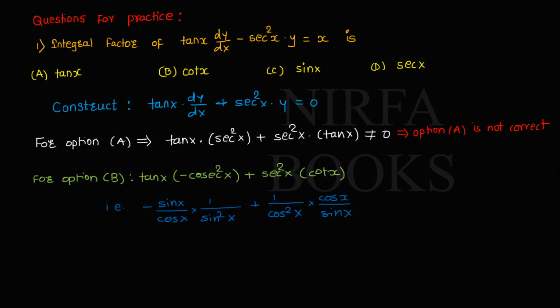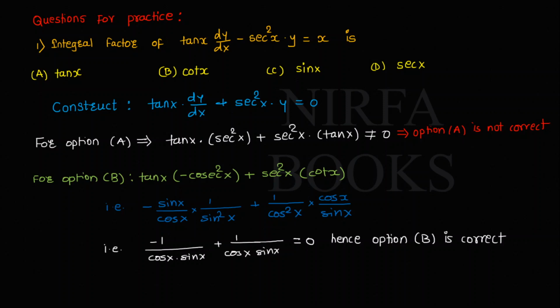You can cancel out sin x in the first term, sin x gets cancelled, cos x gets cancelled, and you will be getting minus 1 upon cos x into sin x plus 1 upon cos x into sin x. And see, both terms are equal with opposite signs, therefore it is equal to 0. It means that cot x is satisfying this equality, and therefore option B is the integral factor of the given differential equation.